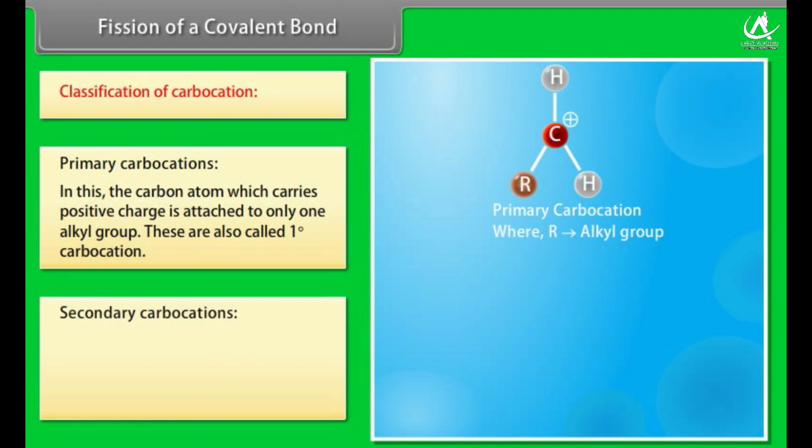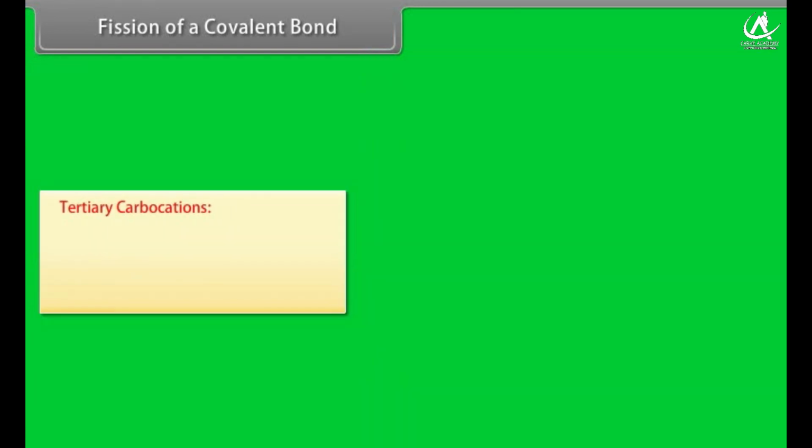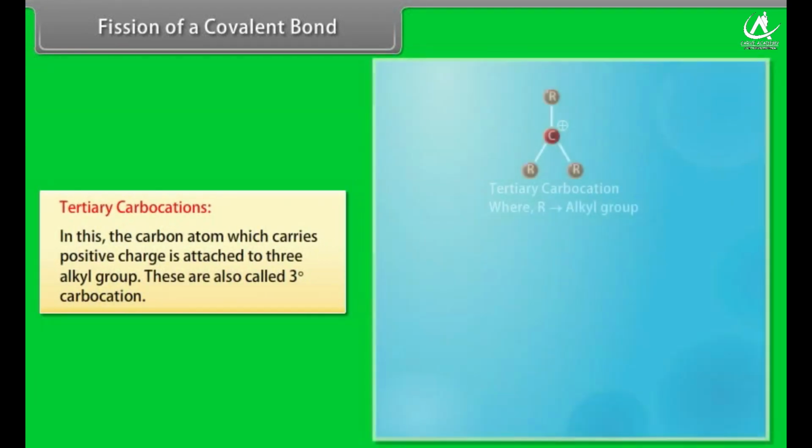Secondary carbocations. In this, the carbon atom which carries the positive charge is attached to two alkyl groups. These are also called 2-degree carbocations. Tertiary carbocations. In this, the carbon atom which carries the positive charge is attached to three alkyl groups. These are also called 3-degree carbocations.